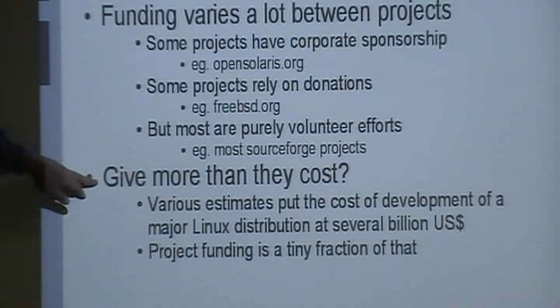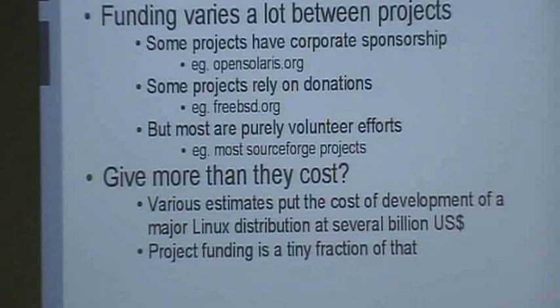So they give more than they cost. Various estimates. There have been some people who've estimated how much it would cost to build something like a Linux distribution like what you're using, the Ubuntu Linux distribution, if you wanted to pay software engineers normal software engineering salaries in order to get them to produce something like Ubuntu. You can estimate how much it would cost based on the number of lines of code and estimates on how much it costs per line of code, and those estimates tend to come out to several $1 billion.